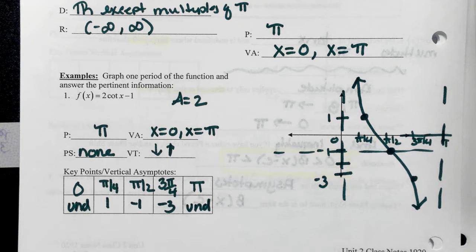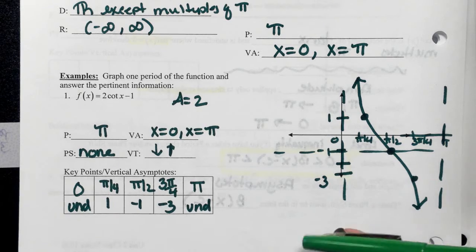So any questions on sketching a cotangent that has that stretch and the vertical translation? Is there a number for, if it was a tan graph, would it be min, A, base? Yeah. So any questions on that example? All right, let's look at another one.